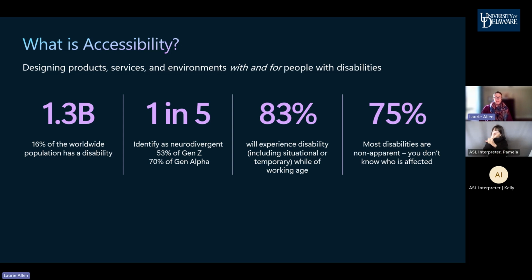And I think often when we think of disabilities, that's what we think of. But 75% of disabilities are non-apparent or invisible. I think neurodiversity, different types of learning disabilities. 1 in 5 people are neurodivergent. And if we narrow that down to Gen Z, it's 53%. Gen Alpha, more than 70% of people identify as neurodivergent. So this is the future of our workforce and why our products, all of our products, need to be accessible for everyone.